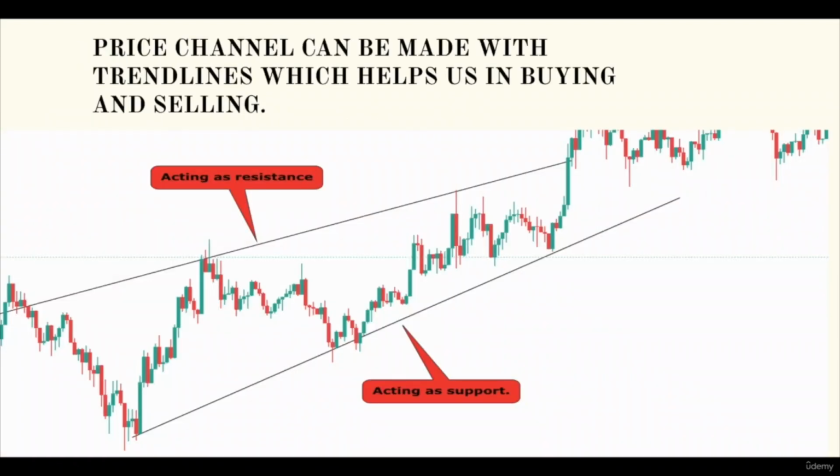Price channels can be made with trend lines, which help us in buying and selling. Now previously, what did I tell you? We need at least 2 taps for a valid trend line. We got 1 tap over here and another over here, which means this is a valid trend line. And we got 1 tap over here and another over here, so this is also a valid trend line. These channels can help us in buying and selling. We would buy at the support and we would sell at the resistance.